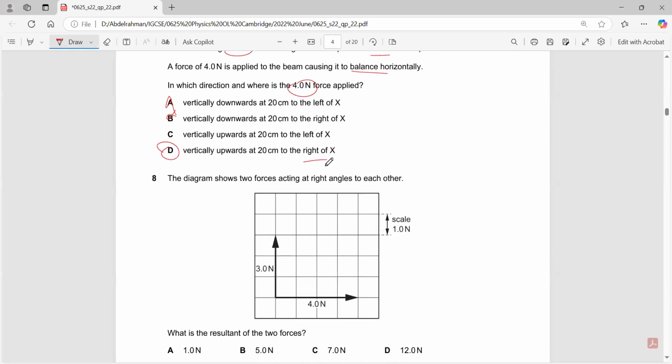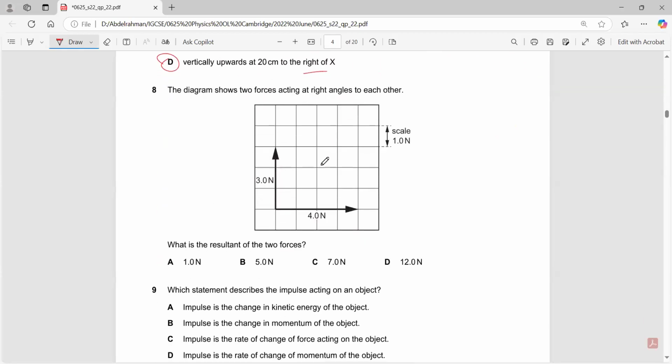Okay. Question 8. What is the resultant force of these two forces? Simply use the Pythagorean theorem. Square root of 4 squared plus 3 squared, which is 5 newtons. If you want to find the direction, it would be 5 newtons in this direction.